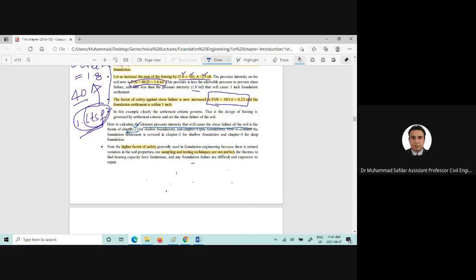So in chapter number 2, our main focus will be on the shallow foundations. In chapter number 4, our focus will be on the pile foundations. And in chapter number 3, we will discuss the foundation settlement, and the settlement of the deep foundation or pile foundation will be discussed in chapter number 4.